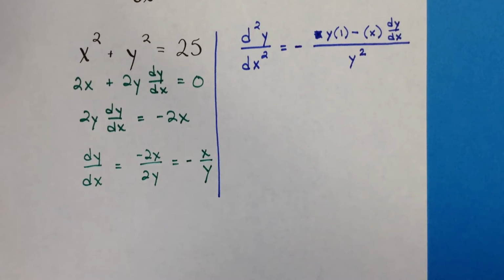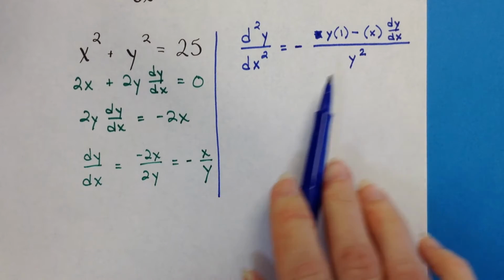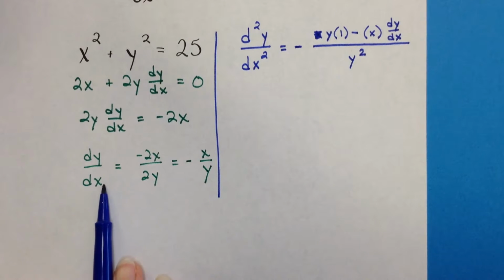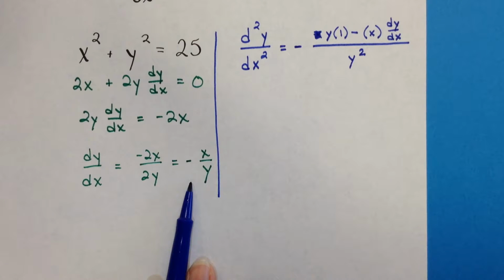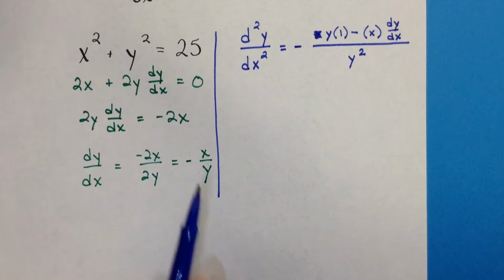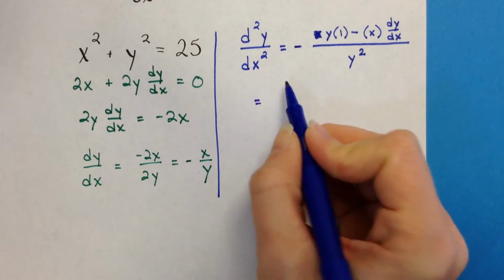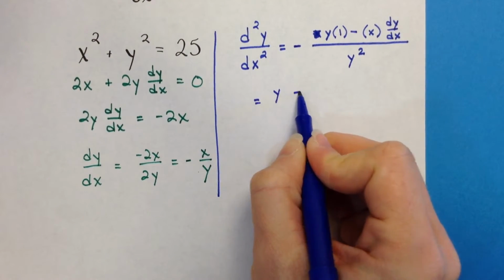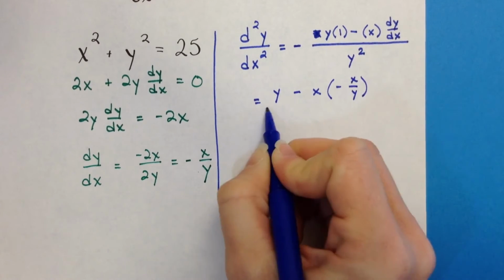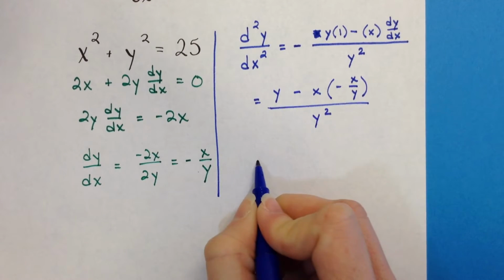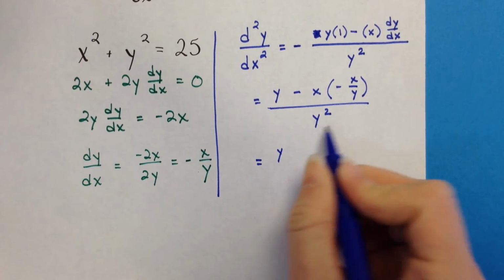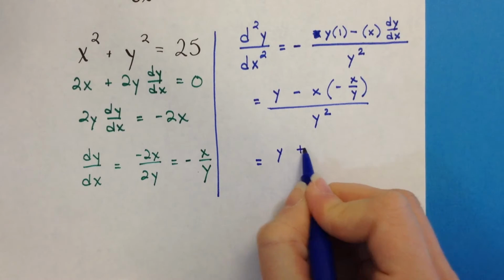Now, what you're going to have to do is when you do a second derivative, wherever you end up with dy/dx, you have to replace dy/dx with what it was equal to here. You have to replace that first derivative. So here, I have to replace with negative x over y. Of course, y times 1 would just be y minus x times negative x over y, divided by y squared. Okay, let me go ahead and take one more step here. Of course, I can change this to addition.